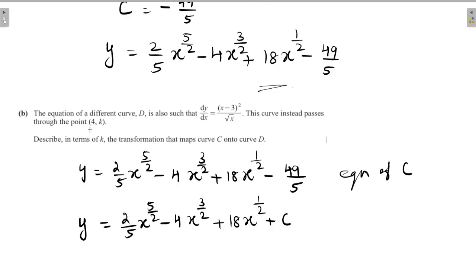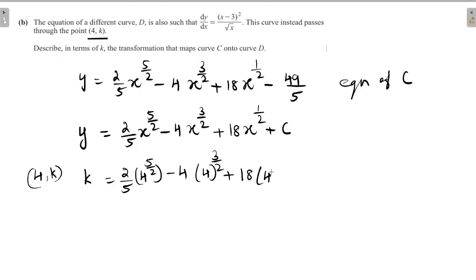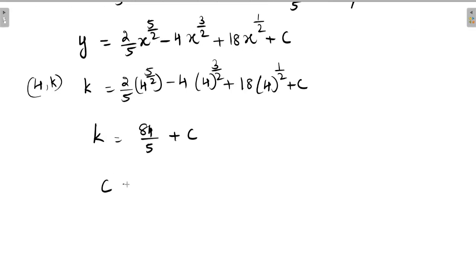Now let us replace this point on the curve. When the curve is passing through the point (4, k), we replace y as k. k = (2/5) × 4^(5/2) − 4 × 4^(3/2) + 18 × 4^(1/2) + C. Let's find the value of C. By simplifying, k = 84/5 + C. So the constant is C = k − 84/5.